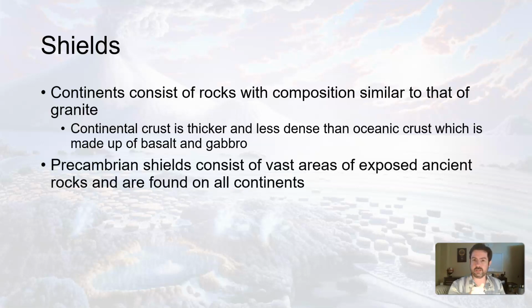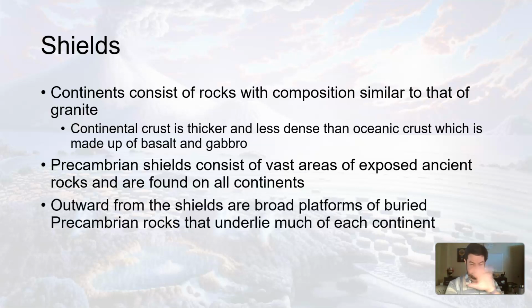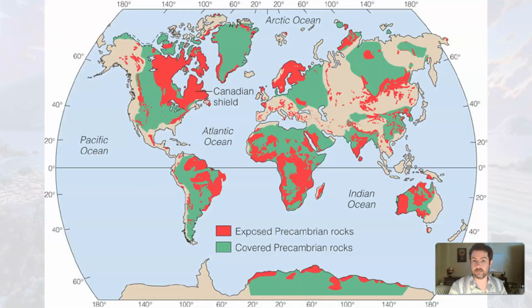But these shields of the Precambrian, these geologic shields, consist of vast areas of exposed ancient rocks, some of the oldest rocks, and are found on all continents. So shields are exposed old rocks found on all continents. Outwards from the shields, the exposed stuff, are broad platforms of buried Precambrian rocks that underlie much of each continent as well. Okay, so you get these really, really old rocks.